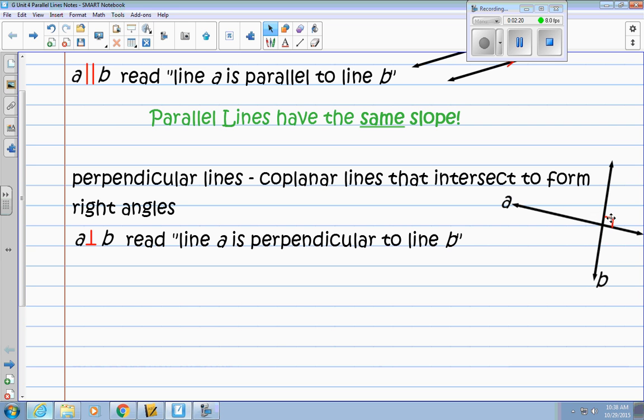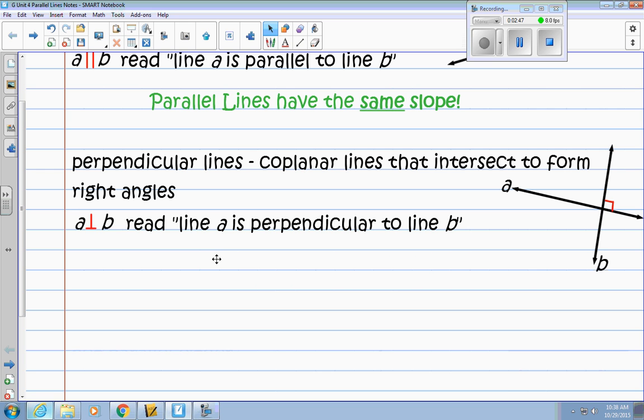Because if one angle is 90 degrees, then the angle adjacent to it must be 90 degrees because they're supplementary, and the one adjacent to that is 90 degrees, or you can think of these two angles as being vertical angles, so they must be congruent, and this angle must be 90 degrees as well. So it doesn't matter where we put our right angle symbol, we know that all the angles at that common vertex must be 90 degrees if one of them is.